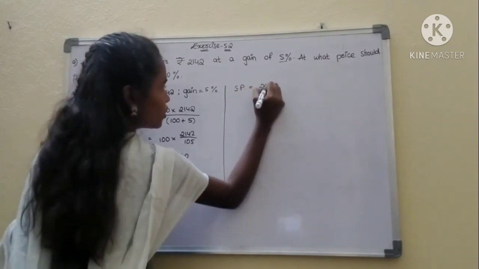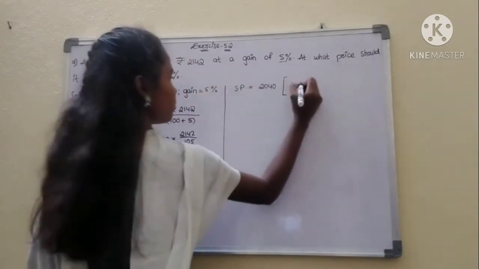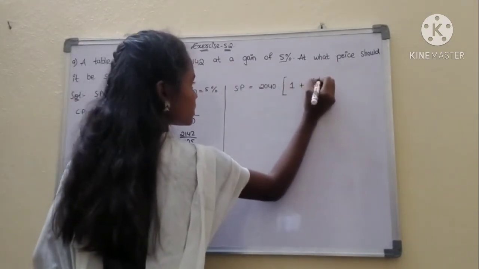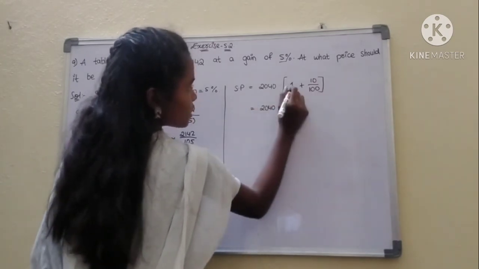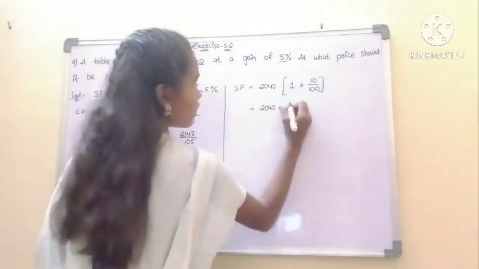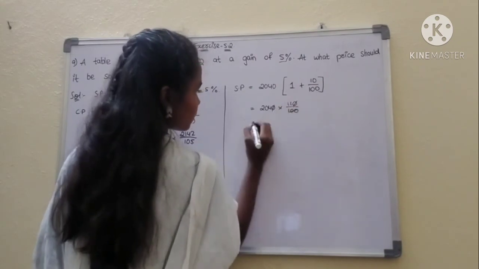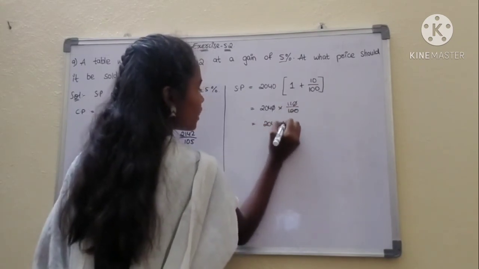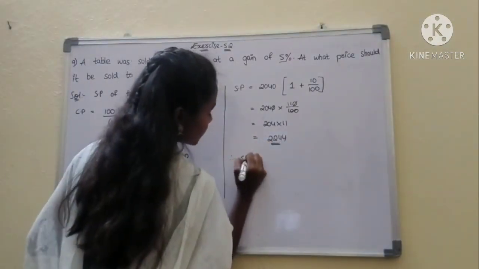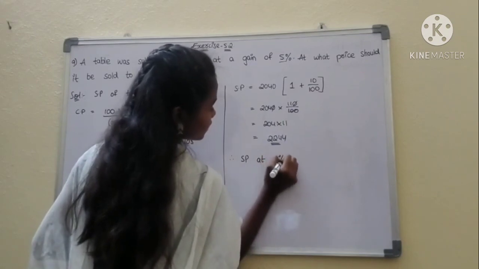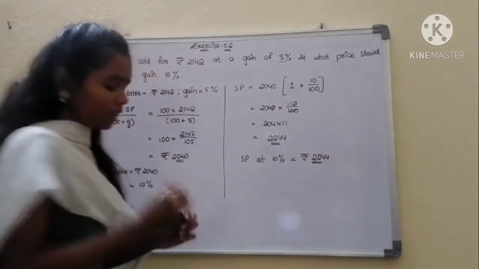SP is equal to 2040, the cost price of the table, into 1 plus 10 by 100. 10% means 10 by 100. That is equal to 2040 into 100 plus 10, 110 by 100. Cancelling, 204 into 11 is equal to 2244. Therefore, the selling price at 10% is equal to rupees 2244.